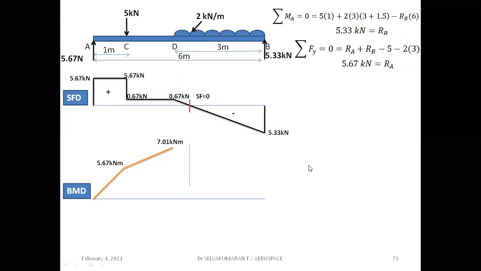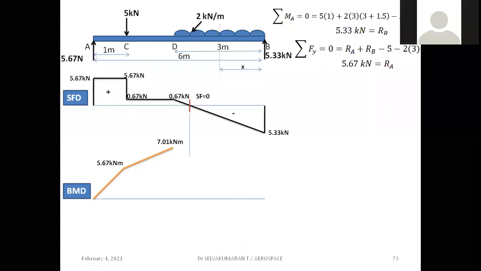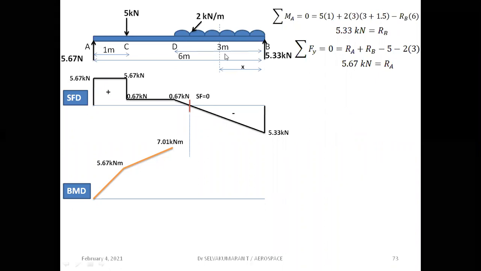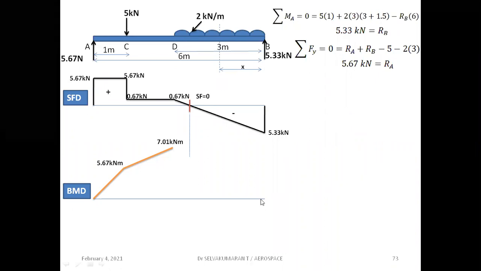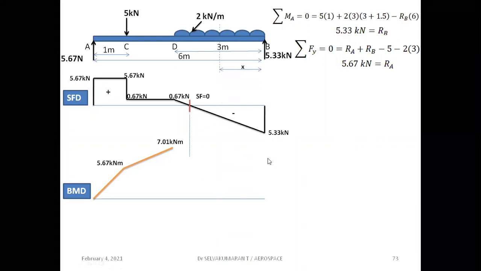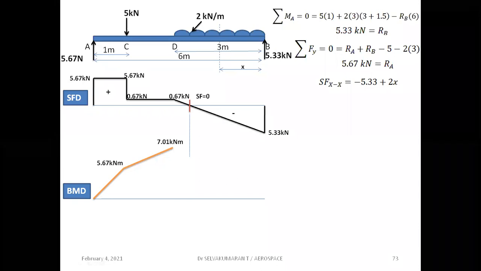Now let us consider some section XX at a distance x from the right hand support. Now let us write down the shear force expression about this section XX by considering all the forces to the right side of the section XX. SF at XX, right side upward is negative, so minus 5.33, and UDL is acting downward, so positive.